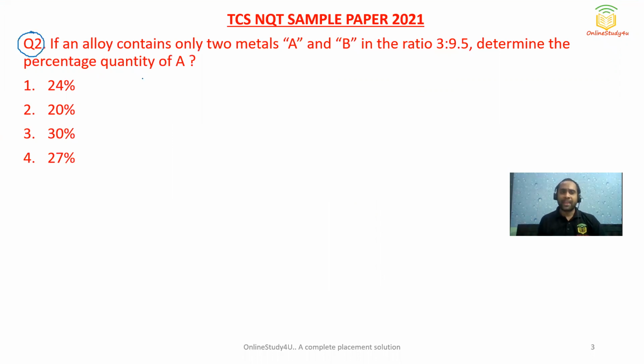Now question number 2. If an alloy is nothing but a mixture of two or more metals, friends.